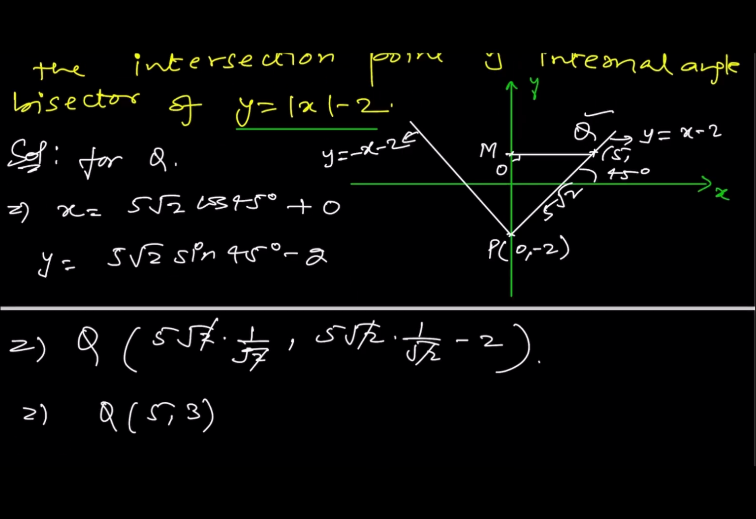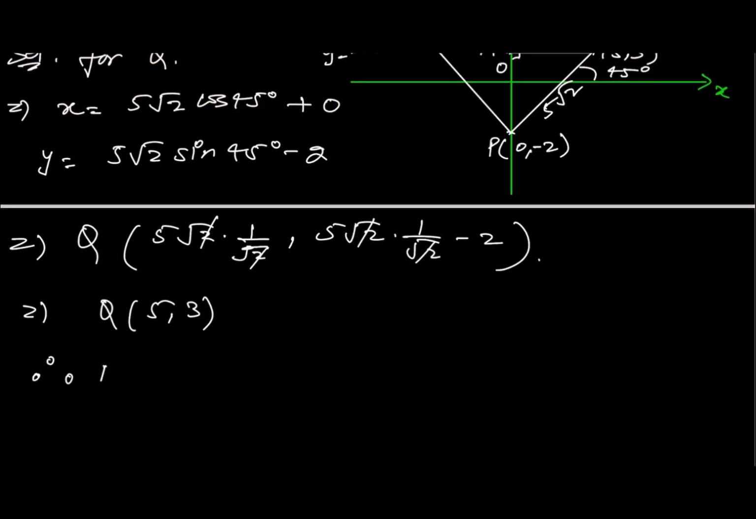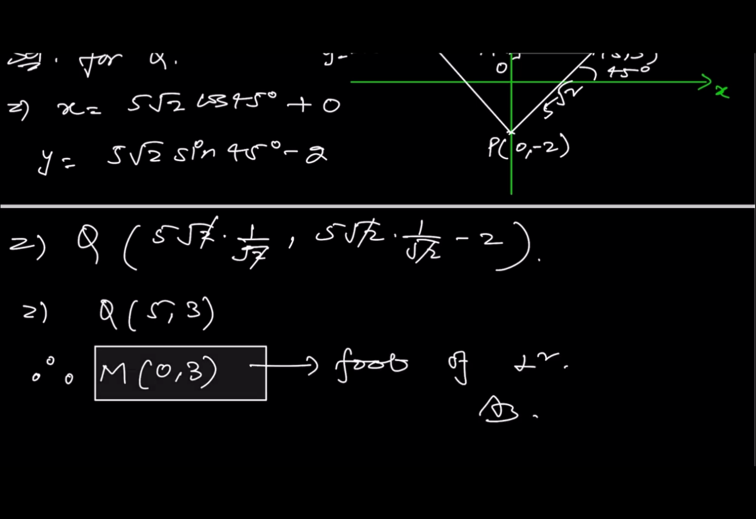Q is 5 comma 3, and QM is parallel to x-axis because it is perpendicular to y-axis. So coordinates of M will be 0 comma 3. So M will be 0 comma 3, which is foot of perpendicular. This is the final answer.